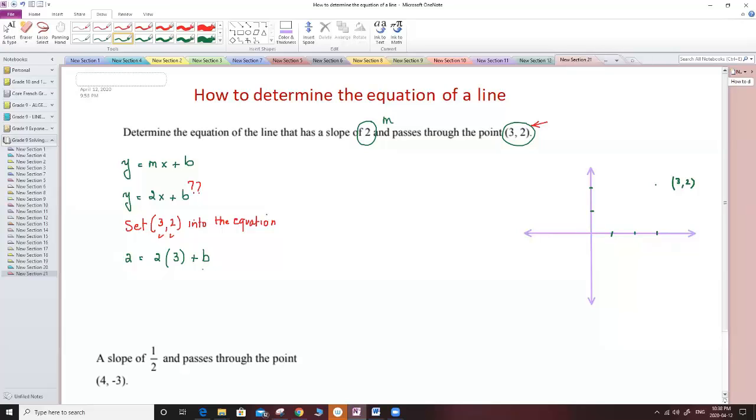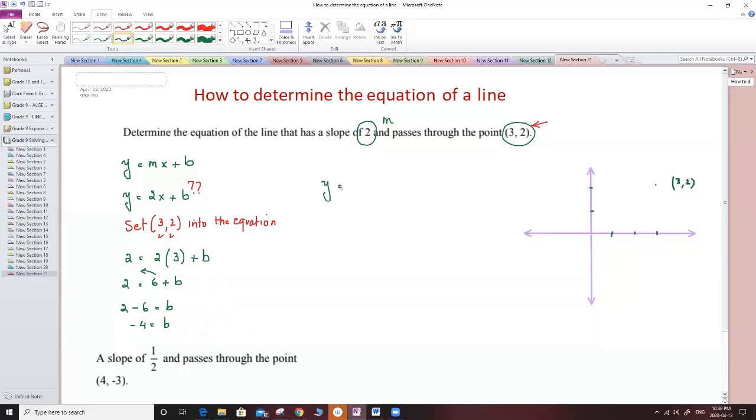And as you know, if I have one unknown and one equation, I can find this unknown. So it's going to be 2 = 6 + b. I'm going to ask the 6 to go to the other side, changing its sign. So it's going to be 2 - 6 = b. That means b will equal, in this case, negative 4. So this means what? I found b. That means I found the equation.